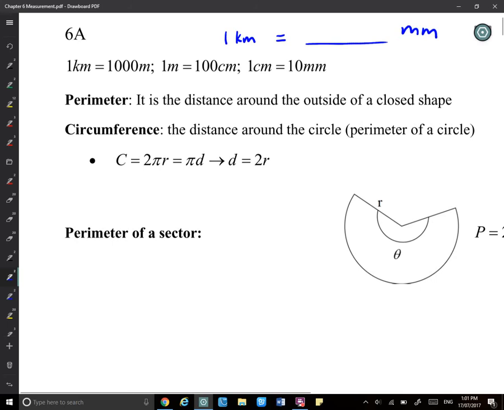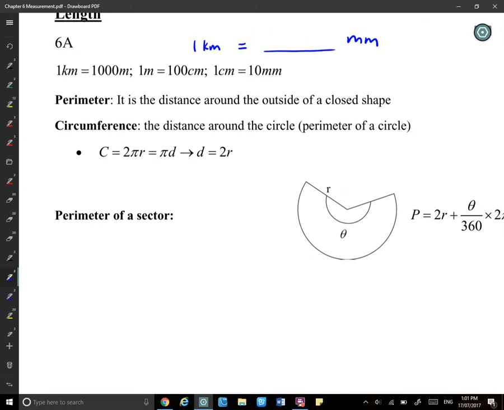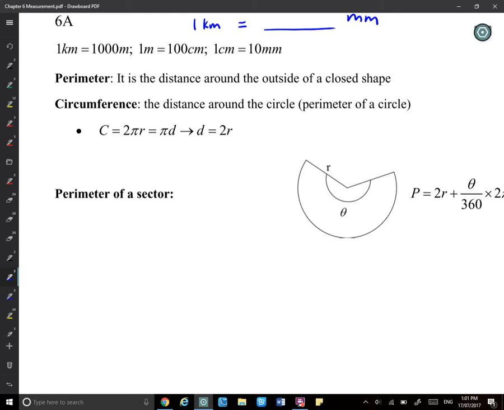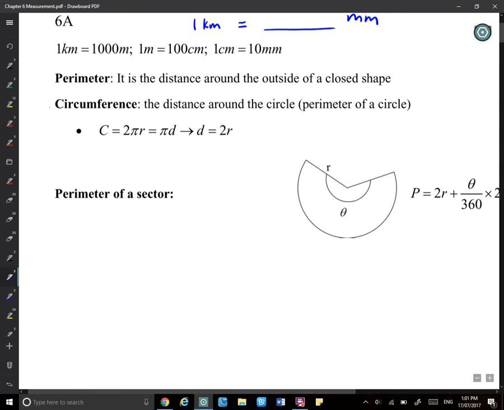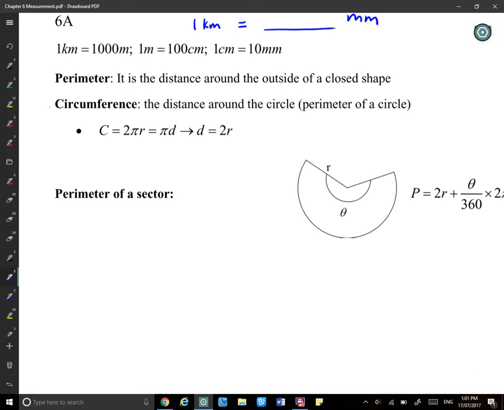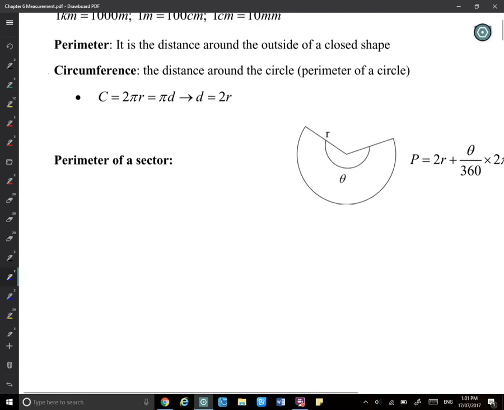Okay, so that's the first thing. And second is the perimeter. Perimeter is the distance around the outside of a closed shape. Basically adding all the sides together. Perimeter is all straight lines. All the lines must be straight lines. All the straight lines that make this shape, it's called the perimeter.